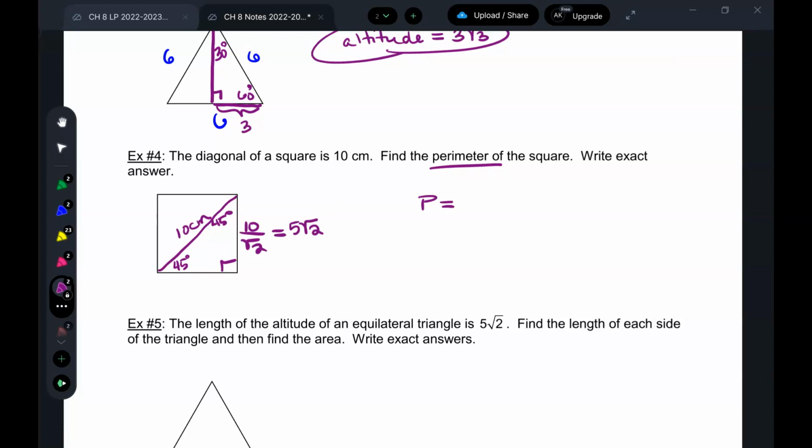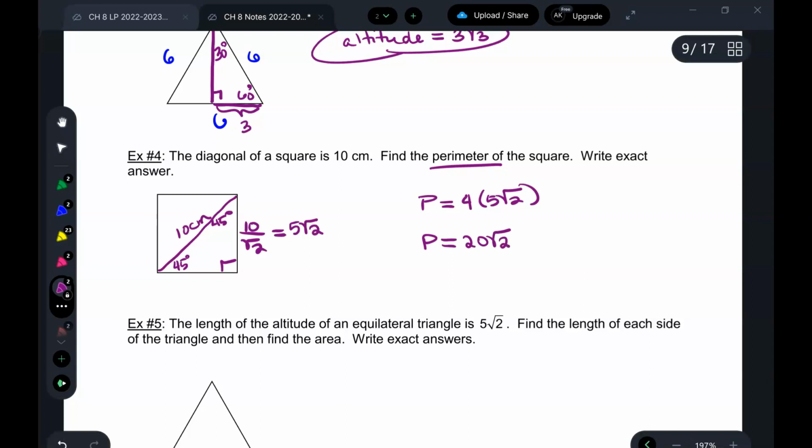And so now the perimeter: it's a square, so all the sides have to be the same. So 4 times 5 root 2. Each side is 5 root 2, because I showed the rationalization. All you have to do is divide the top by 2. Aren't all the sides the same though? Doesn't matter which one I do. So 20 root 2 for the perimeter. And there were units this time, centimeters.